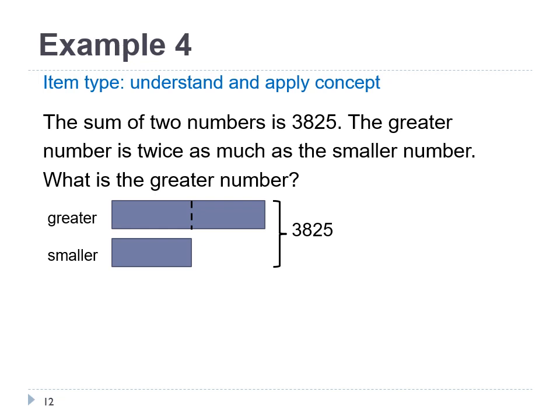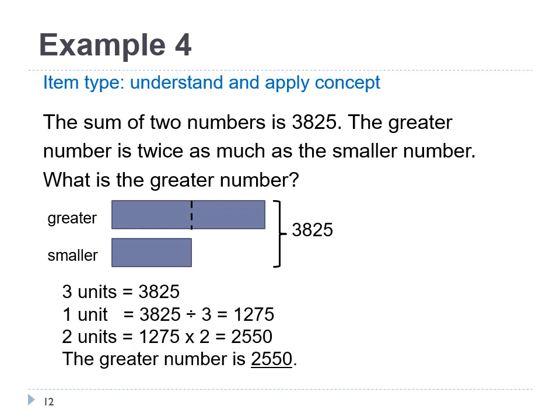We know there are two numbers, and the greater one is twice, represented by 2 units. So altogether, there are 3 units, and the 3 units equal to 3,825. Then from there, we can find 1 unit and then find 2 units because the question asks for the value of the greater number.